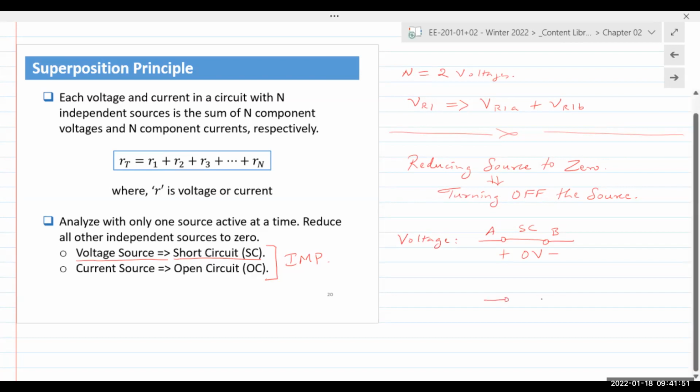And so if there's no current flowing, I is equal to, put an arrow and 0 amps. And so for a current source, reducing a current source to 0 or turning off a current source means simply removing it from the circuit. You remove it from the circuit, and that would reduce it to 0.